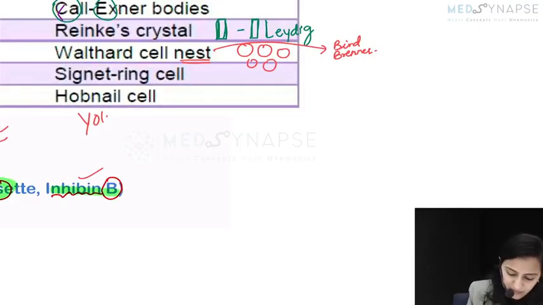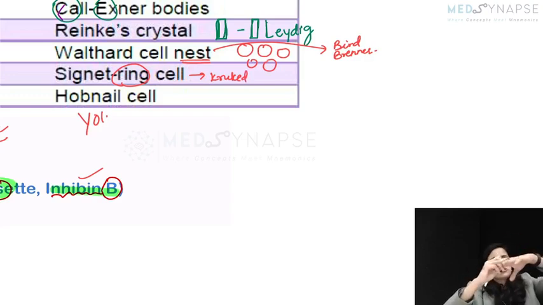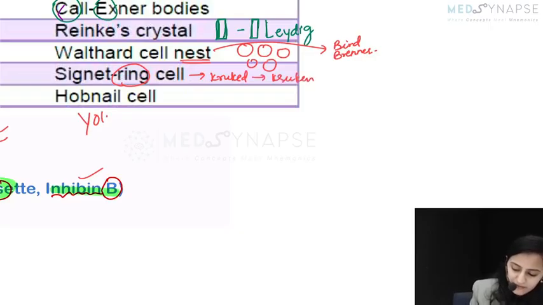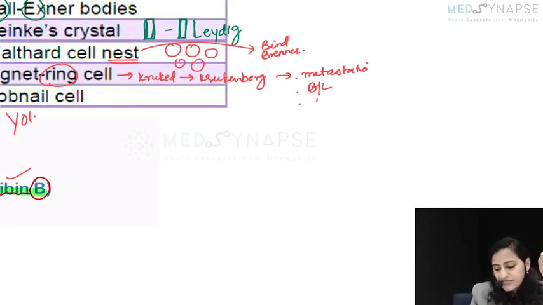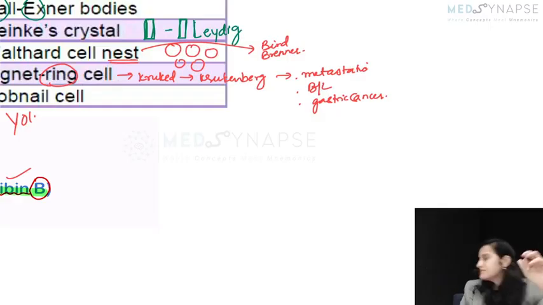Signet ring is which ovarian tumor? Ring, a ring which has become crooked. है ना? रिंग छोटी होगी, जबरदस्ती पहनोगे crooked हो जाएगी. Crooked ring, Krukenberg. Krukenberg is the metastatic tumor of ovary. Metastasis to the ovary, is it unilateral, bilateral? Bilateral. It comes from the GIT, the gastric cancer. Bilateral metastasis coming from the gastric cancer is Krukenberg tumor. The ovarian shape is not changed.